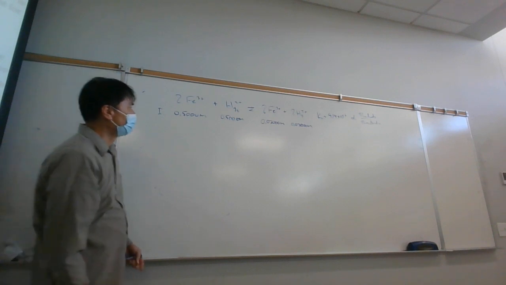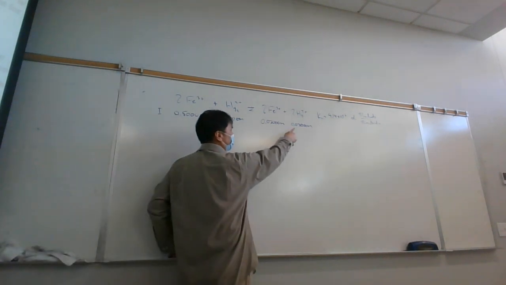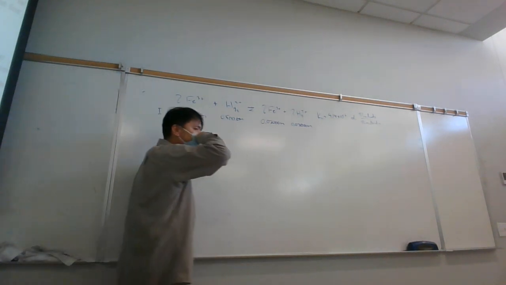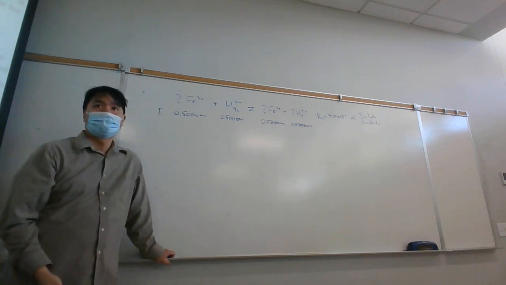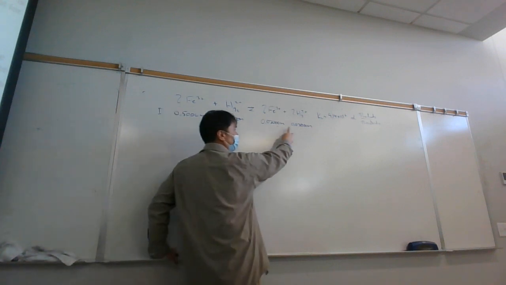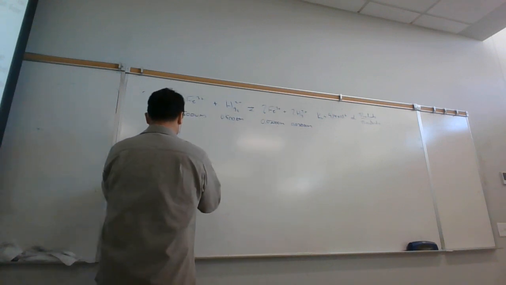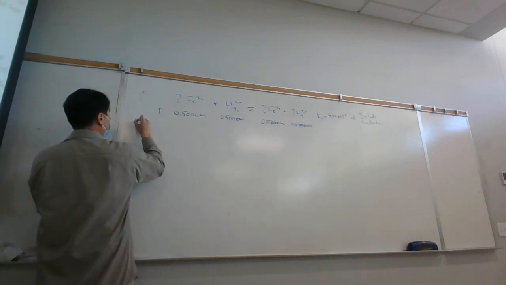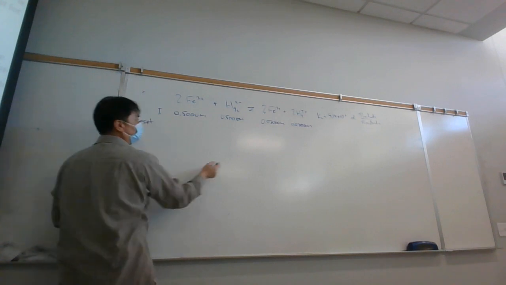And so I have to look, which one of these is the limiting reagent? None. This is stoichiometric, so I have just the right amount. And so when I reset this, it's going to look like this. So let's go ahead and reset. I'm going to lose all of this.